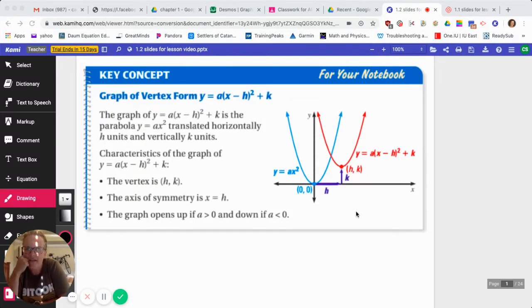All right, we are in chapter 1, lesson 2. We're doing a whole bunch of quadratics in the whole chapter. And here we're going to do graphing quadratics in vertex or intercept form.